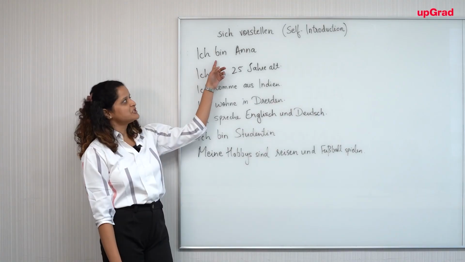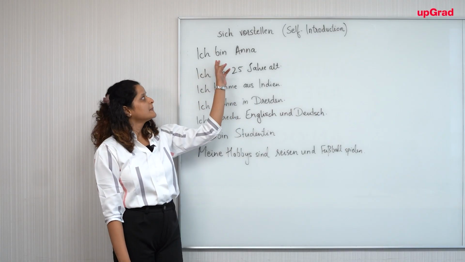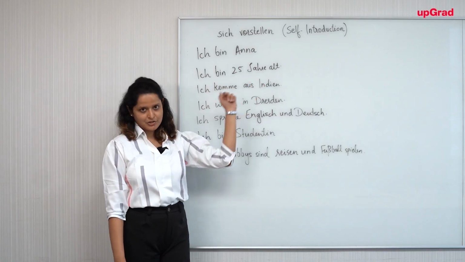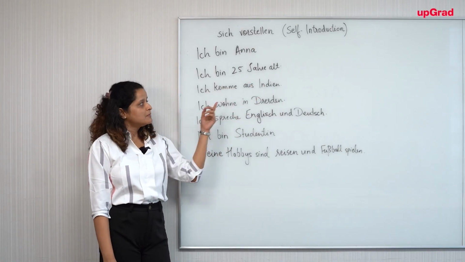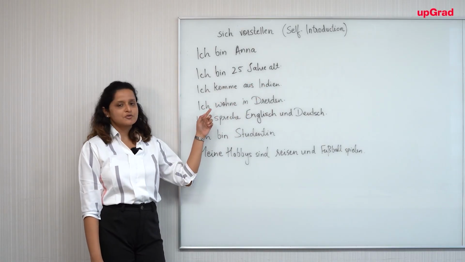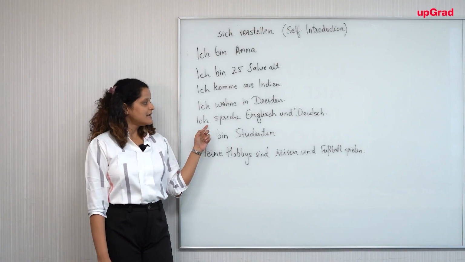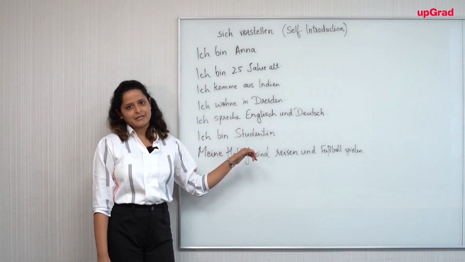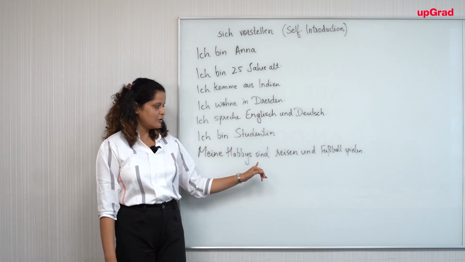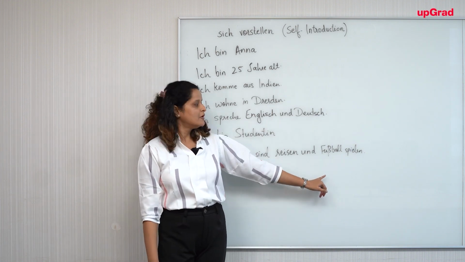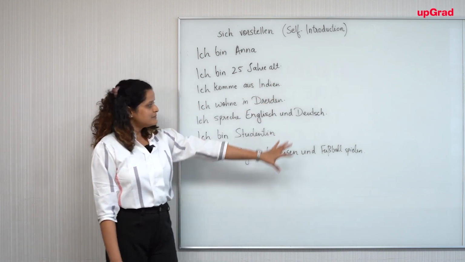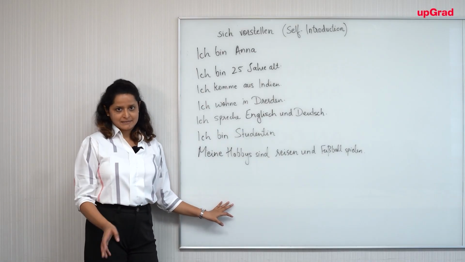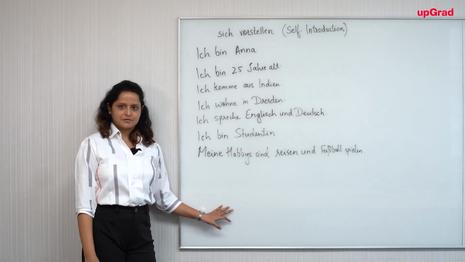You start with Ich bin Anna, for example. Ich bin Anna. Ich bin 25 Jahre alt. Ich komme aus Indien. Ich wohne in Dresden. Ich spreche Englisch und Deutsch. Ich bin Studentin. Meine Hobbys sind Reisen und Fußball spielen. So this much can count for your self-introduction at both of these places, in an exam or in an interview.